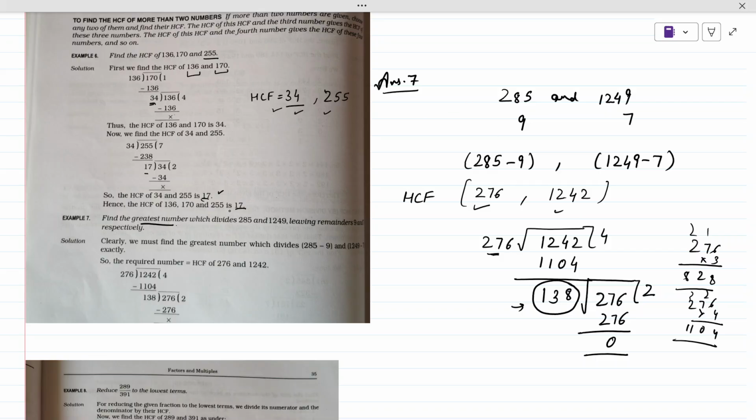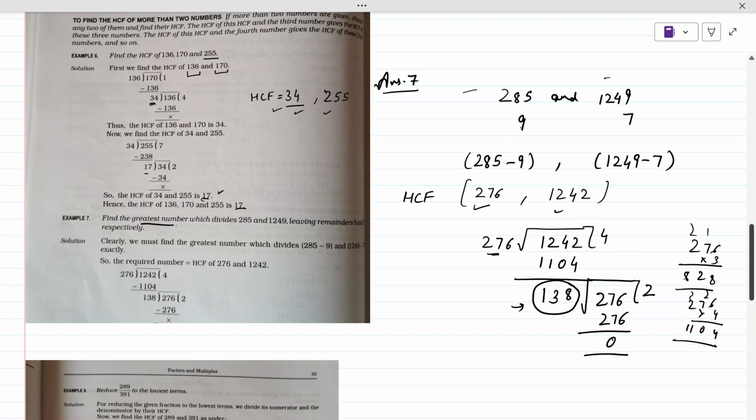This is important. So we have to find the greatest number which divides 285, the given number, and 1249, leaving the remainder 9 and 7. So to find the numbers first, what we have done, we have subtracted these two numbers, and then only we will get those numbers. Okay, because we want the remainder as 0 here. So these are the two numbers. After getting these two numbers, we have done the HCF using the division method. Okay, and we have found out that number is 138, which is the HCF.